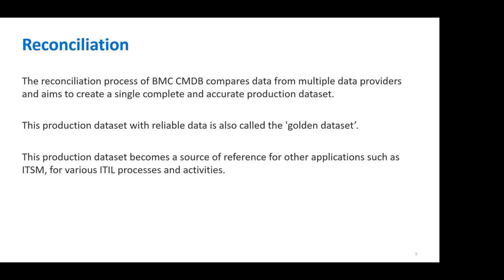So for the same CI, we have an entry in multiple data sets. If that goes directly to your production data set, then your application will start seeing duplicate entries for the same CI. We don't want to do that. When the reconciliation runs, it identifies which is the same CI in different data sets. It merges it, it combines it, and a final version of the CI is sent to the golden data set. So identifying the CIs and then merging them into a single CI are the two primary activities of reconciliation. There are other activities as well.